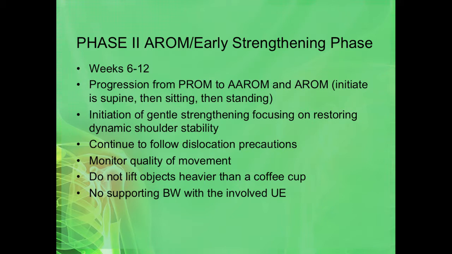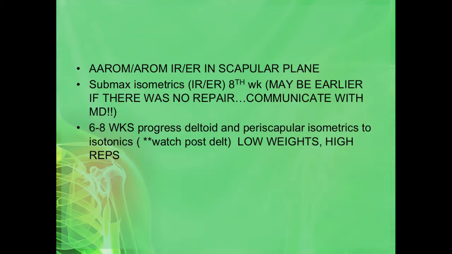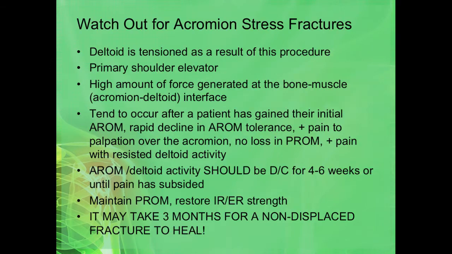Phase 2 is our active range of motion and early strengthening phase. Here we're moving from passive to active assistive to active, but making sure that we see good scapulohumeral motion. We don't see excessive upper trap activity, and certainly not excessive deltoid activity. We do not want them lifting anything heavier than a coffee cup, and they should not be using their involved upper extremity for body weight support. So certainly doing any kind of closed chain activities for this patient is avoided at this time. Some of the exercises you could be doing.